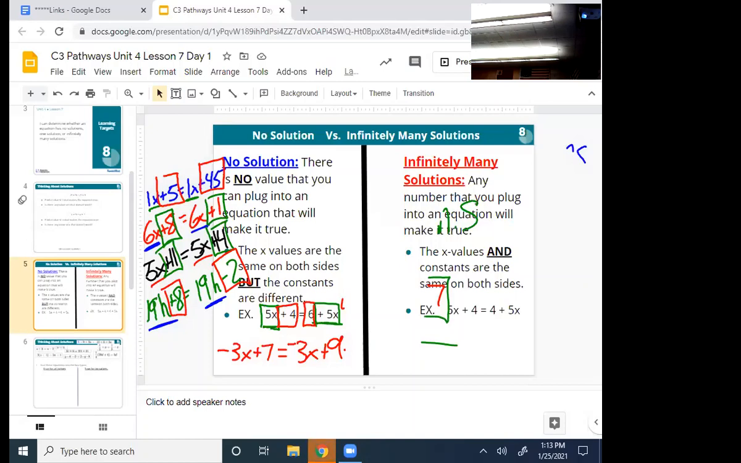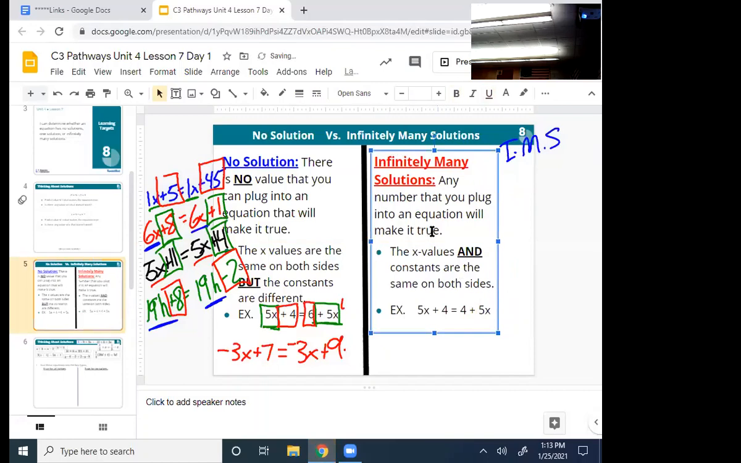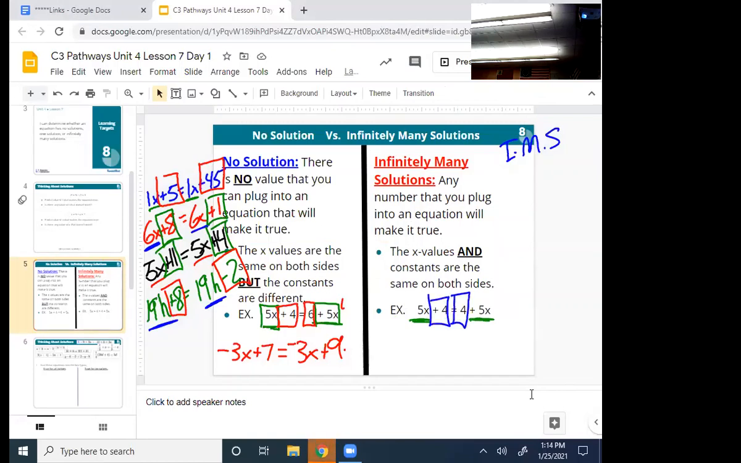Now we're going to look at this concept of infinitely many solutions, or I like to call it IMS. IMS means infinitely many solutions, which means that any number that you plug into the equation will make it true. That means the x values are the same and the constants are the same on both sides. I gave an example of 5x plus 4 is equal to 4 plus 5x. My variables are the same, and my constants are the same as well. The 4 is a positive 4 because there's no sign there, so they are the same.